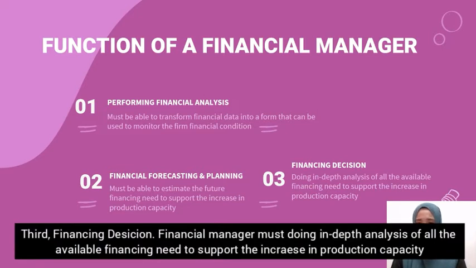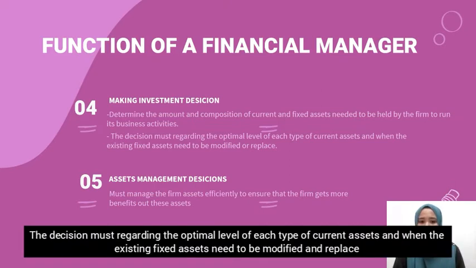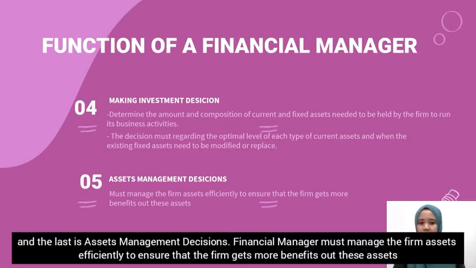Third, financing decision. Financial managers must do a deep analysis of all the available financing options to support the increase in production capacity. Moreover, making investment decisions. Financial managers must determine the amount and composition of current and fixed assets needed to be held in the firm to run its business activities. The decision must be regarding the optimal level of each type of current asset and when the existing fixed assets need to be modified or replaced. And the last is asset management decision. Financial managers must manage the firm's assets effectively to ensure that the firm gets more benefit out of these assets.